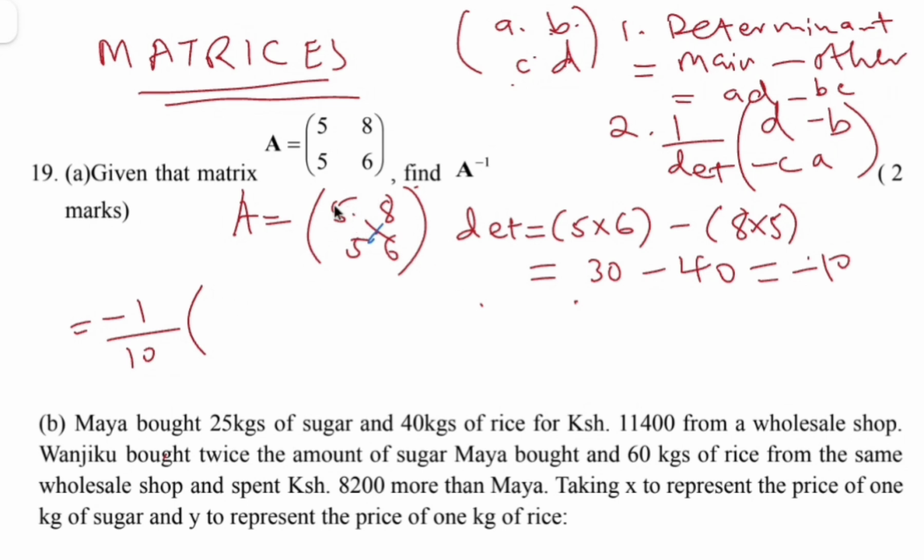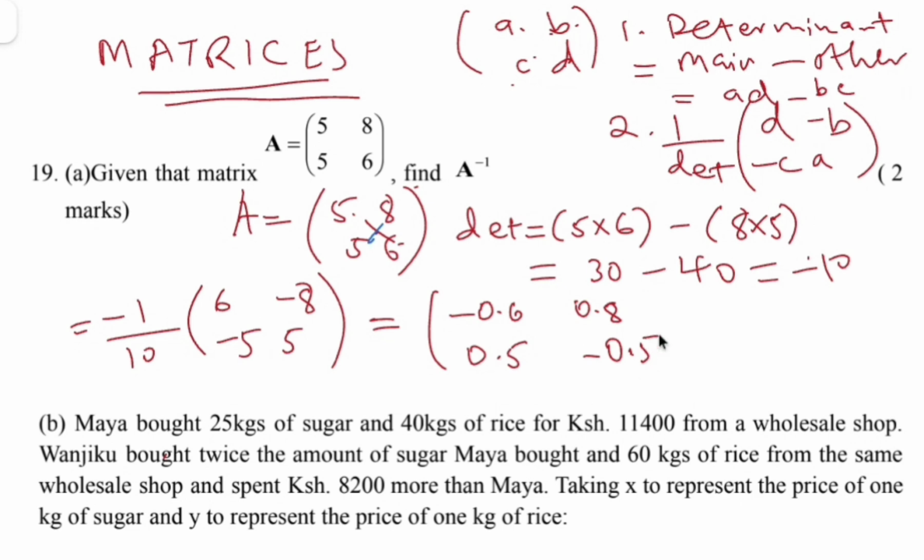And then interchange the numbers. See, nimesema A na D, 6 yaenda kwa 5 na 5 yaenda kwa 6, and change these two signs, so itakuwa negative 8, negative 5. If you write this as your answer, that's fine, but it's better for you to expand as well. So negative 1 over 10 times 6 becomes negative 0.6. Negative 1 over 10 times negative 8 becomes positive 0.8. Negative 1 over 10 times negative 5 becomes positive 0.5. And 5 times negative 1 over 10 becomes negative 0.5.